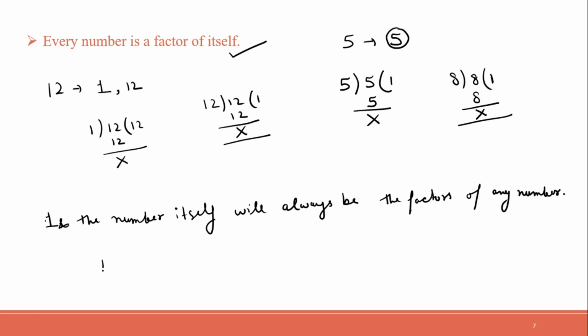Got it? That means if I check for 17, so if someone asks you, tell me two factors of 17, what will you say? One is 1 and the other will be 17. There can be other factors as well, but every number will have 1 and the number itself. That means here I am checking for 17 and here I am writing 17. That means 1 and the number itself will always be the factor of any number. Got it? If I check for 55, that means 1 and 55 will always be the factor of 55. Got it? I hope now I made my point clear. Now let's come to the next one.